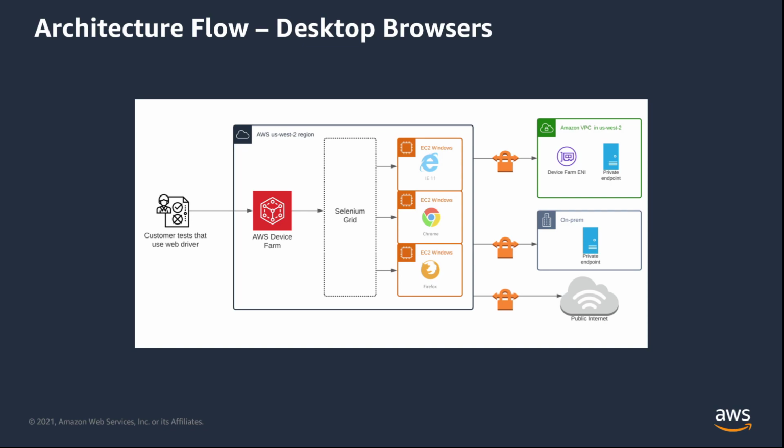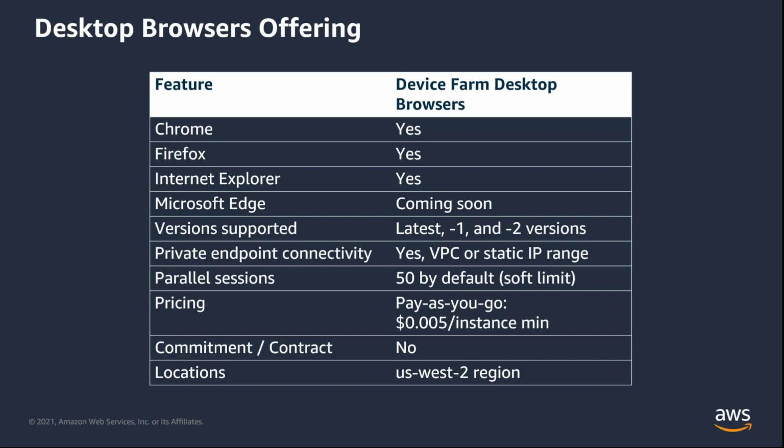Desktop browser testing allows customers to connect to the fully managed Selenium grid from the test client running on their local or hosted machines. The browsers connected to the grid run on Amazon EC2 Windows machines and can talk to public and private endpoints. Private endpoint connectivity is achievable via a static IP allow list or Amazon VPC connectivity. The desktop browser solution supports Google Chrome, Firefox, and Internet Explorer, with support for Microsoft Edge coming soon. You can test on multiple versions of these browsers, including the latest version and 2 versions prior to the latest. VPC connectivity enables connection to private endpoints that may be hosted in AWS or on-prem. There is no commitment or contract with a simple pay-as-you-go billing rate of 1/2 cent per instance minute.